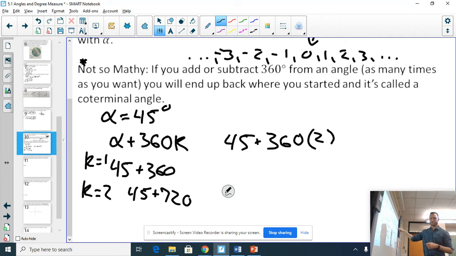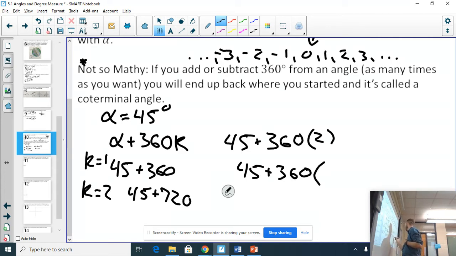Or we're just adding 360 twice. And if we just add 360 two times, we end up right back where we were, right? And it works for negatives too, right? If we were to put 45 plus 360 times negative 3, that's just going backwards 3 times, right? And ending up at the same spot, which is coterminal. And so that's all that mathy term is saying.